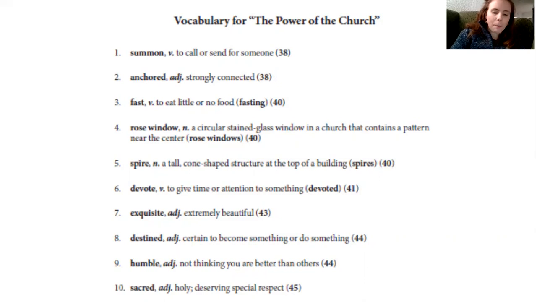The next word is spire, S-P-I-R-E. That E makes the long I. Say its name, make it a long I sound. A spire is a thing, it's a noun, and it is a tall cone-shaped structure at the top of a building. So in a little bit when we see a picture, I'll show you guys what that looks like. A tall cone-shaped structure, kind of like an upside down ice cream cone shape, a cone at the top of the building.